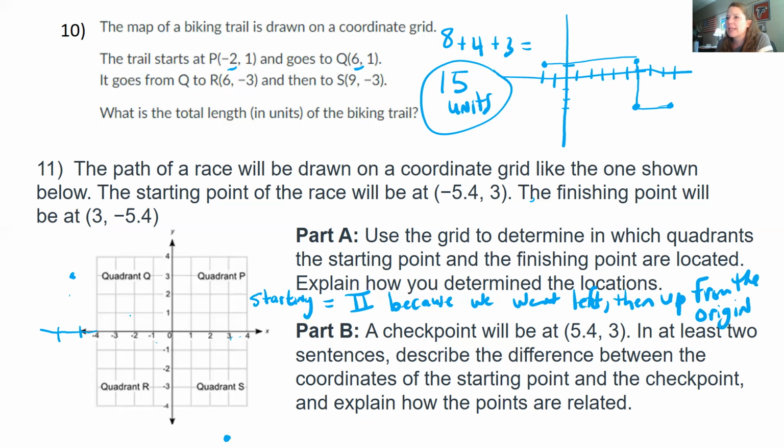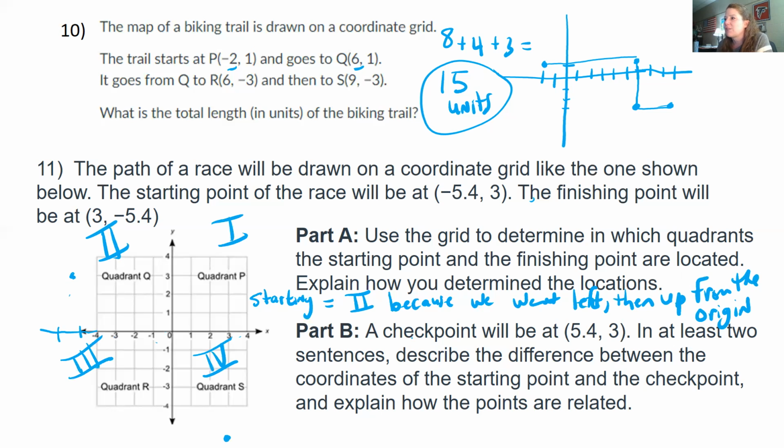All right, so the starting place is in quadrant 2. Remember, this is quadrant 2, this is 1, this is 3, and this is 4. So to get up here, we went left and then up from the origin. And then it asks about the finishing point.